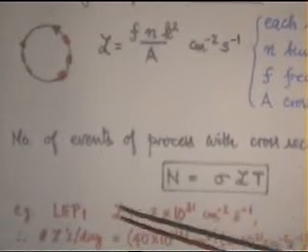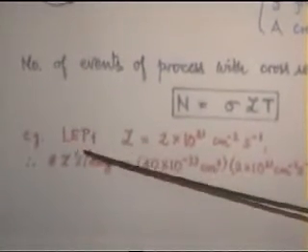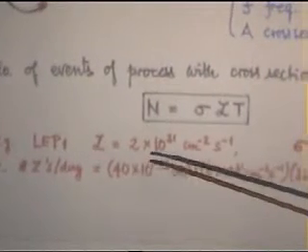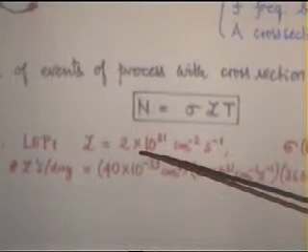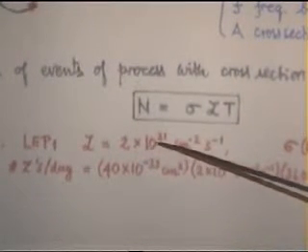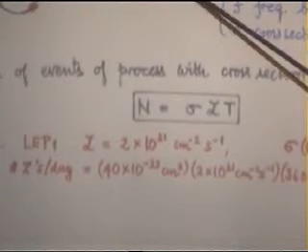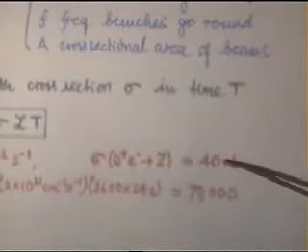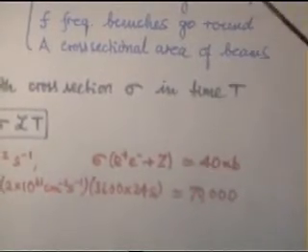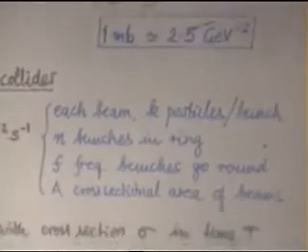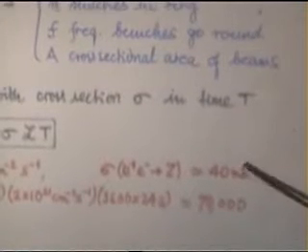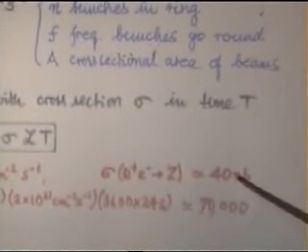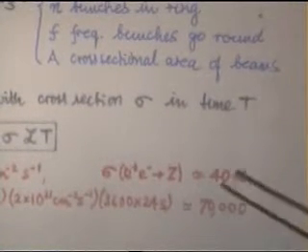So, for example, at LEP 1, where they were making the Z, LEP 1 had a luminosity 2 times 10 to the 31 in these units. The cross-section of the Z at LEP was 40 nanobarns. So it's not millibarns, it's nanobarns, 10 to the minus 9 of a barn. N means 10 to the minus 9. And so how many events will they get in a day?